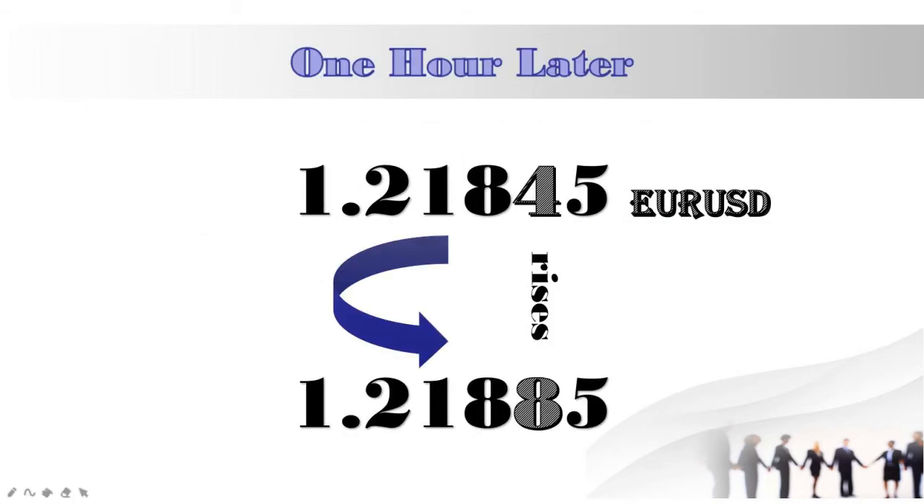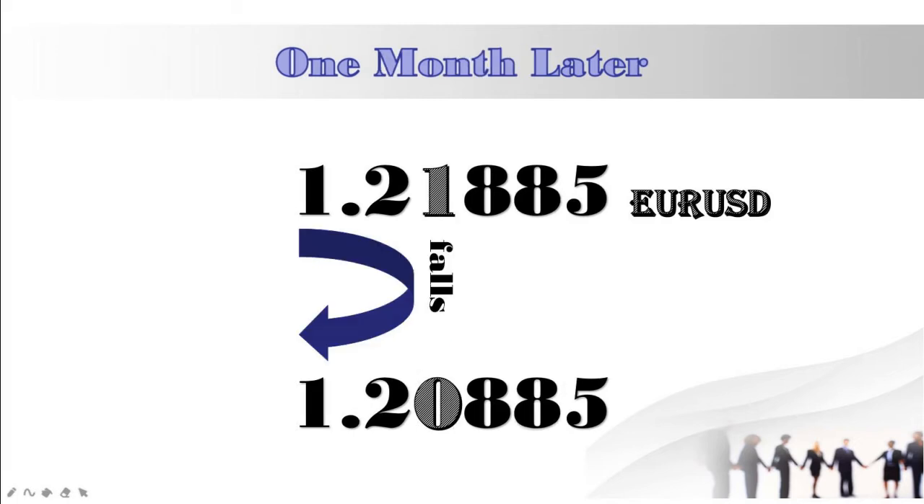One hour later, if the price rises to 1.21885, we will say that there is a 4 pips rise in price. Suppose 1 month later, if the price falls to 1.20885, we will say that there is a fall of 100 pips.